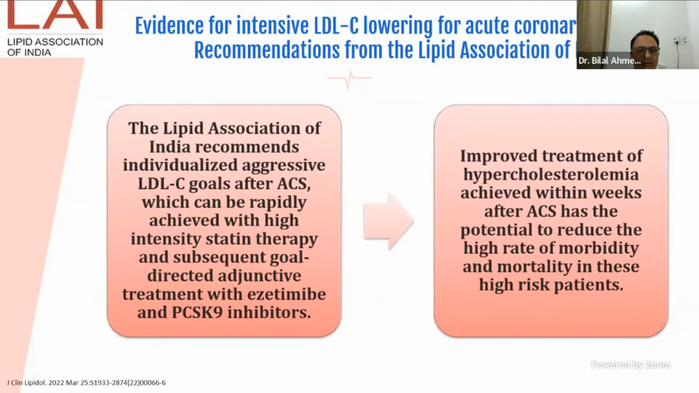The dosage has to be a high intensity dosage. The Lipid Association of India recommends aggressive LDL-C goals after ACS, which can be rapidly achieved with high intensity therapy. High intensity therapy actually means that if LDL-C levels are 150, we have to bring them down by 50%, that means to 75, as a 3 month goal. That is the level of statin we have to use, either rosuvastatin or atorvastatin. Improving cholesterol control in ACS definitely reduces the mortality and the morbidity in these high-risk patients.